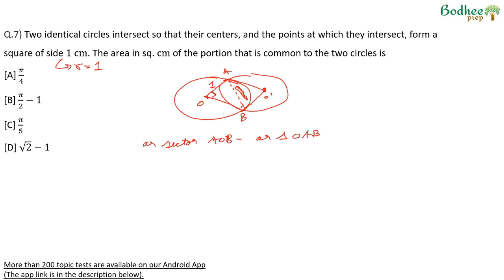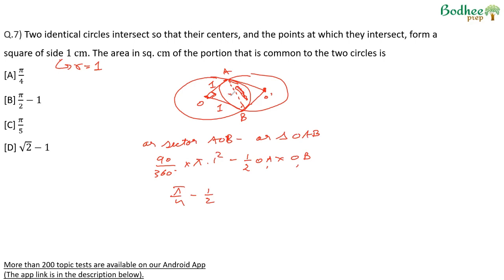Since this is a square we have formed, the angle at the center will be 90 degrees. So 90 upon 360 into pi r square, which is pi into 1 square, minus area of triangle AOB, which, since this is a right angle triangle, will simply be half of OA into OB. OA and OB both will be the radius of the circle, so 1 and 1. So this becomes pi by 4, 90 by 360, minus 1 by 2. This is the area of the segment on the right.